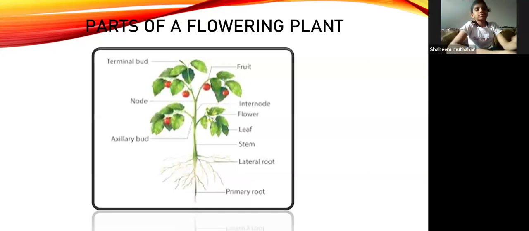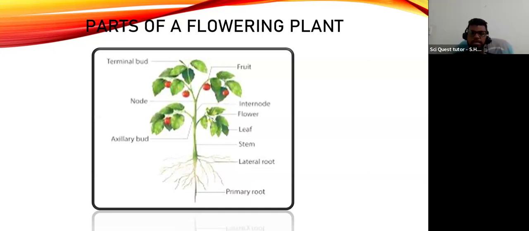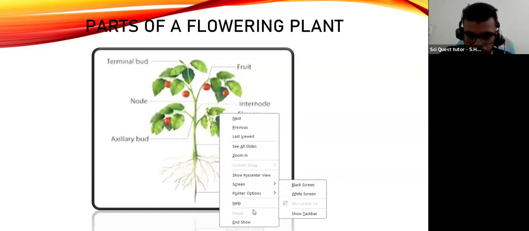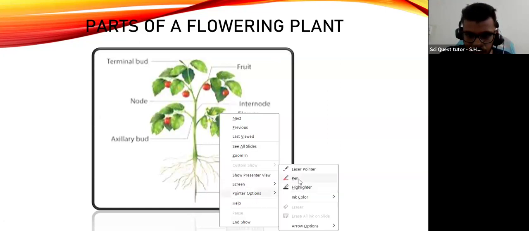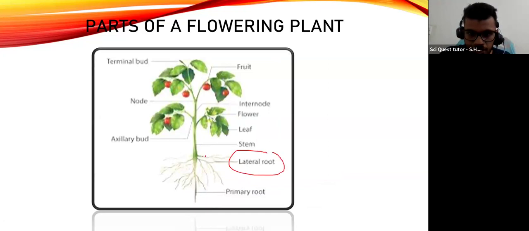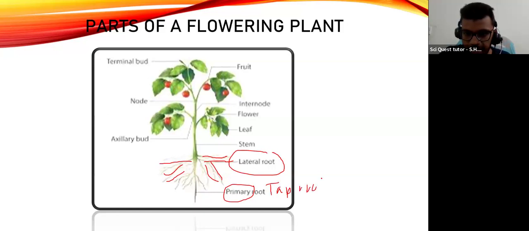Taproot. Very good. Right, taproot, that is correct. The taproot is the main root which anchors the soil and makes the plant stay firm in the soil. And the lateral roots, you can clearly see here, arise from the taproot. Normally they call the taproot a primary root, but in your syllabus you will have to study it as taproot.